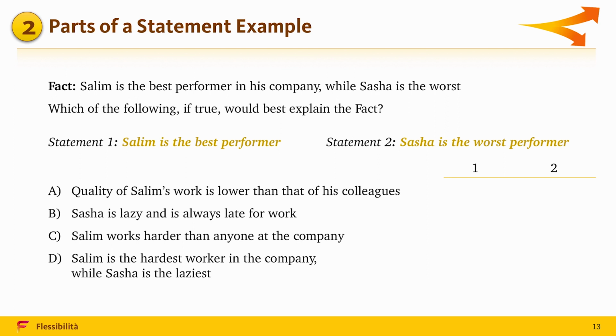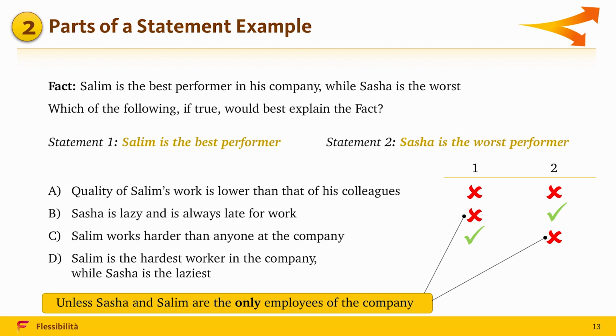Let's look at options now. A supports neither the first nor the second part of the statement, so 2 crosses. B supports the second part, but not the first part. C supports the first part, but not the second, unless, again, there are just 2 people in the company. D supports both parts of the statement. So obviously the answer option is D.